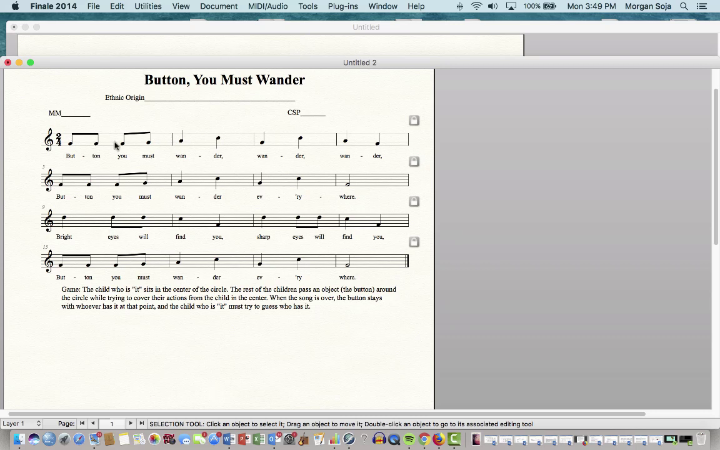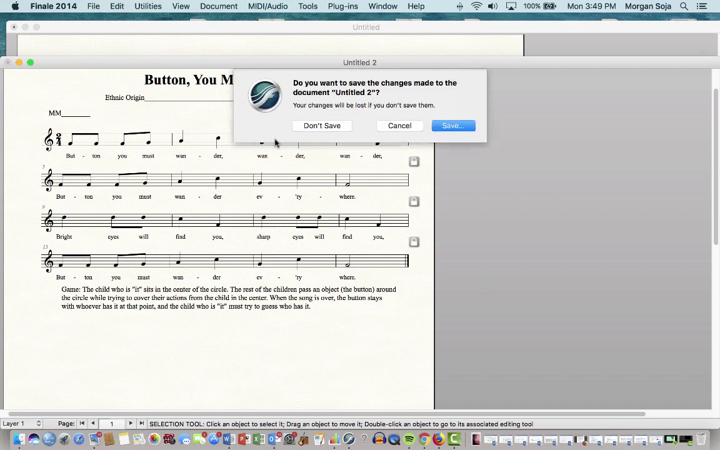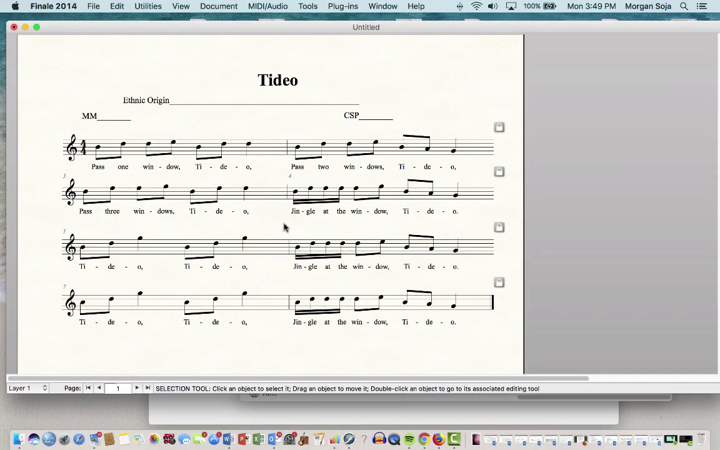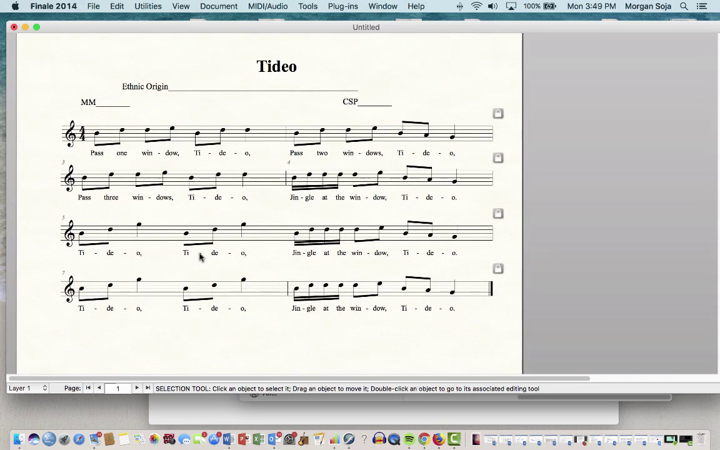One of the other reasons I would use it, I use this as a passing game, teaching them how to pass on the beat. And so they have to know it really well by the time they're ready to pass the button around the circle. And so they can usually pick out that this line is different. Okay, let's take a look at one other one.